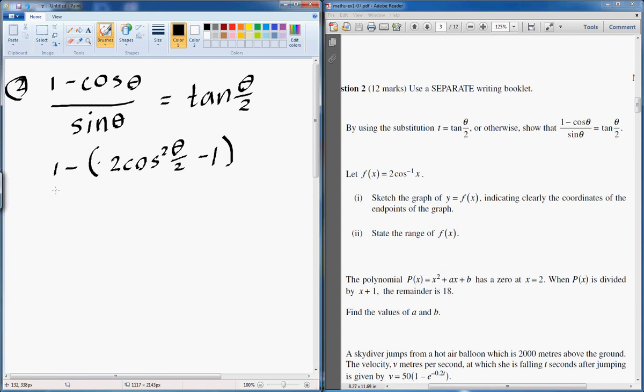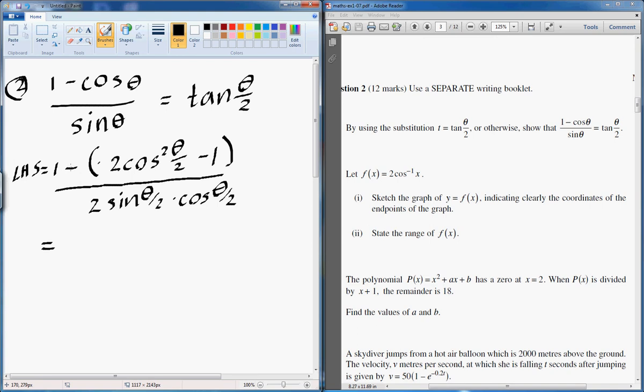And also you can write sine theta with the same idea, where you go 2 sine theta on 2 times cos theta on 2. So this is my left hand side. So I should probably write LHS equals that. Okay, now what do we do?